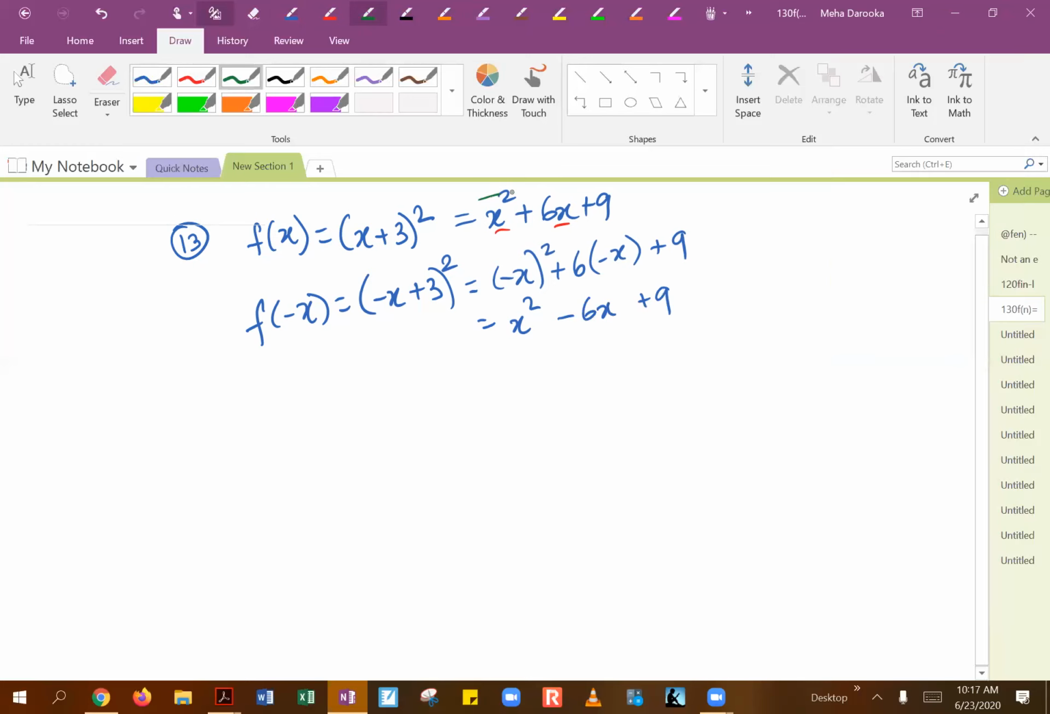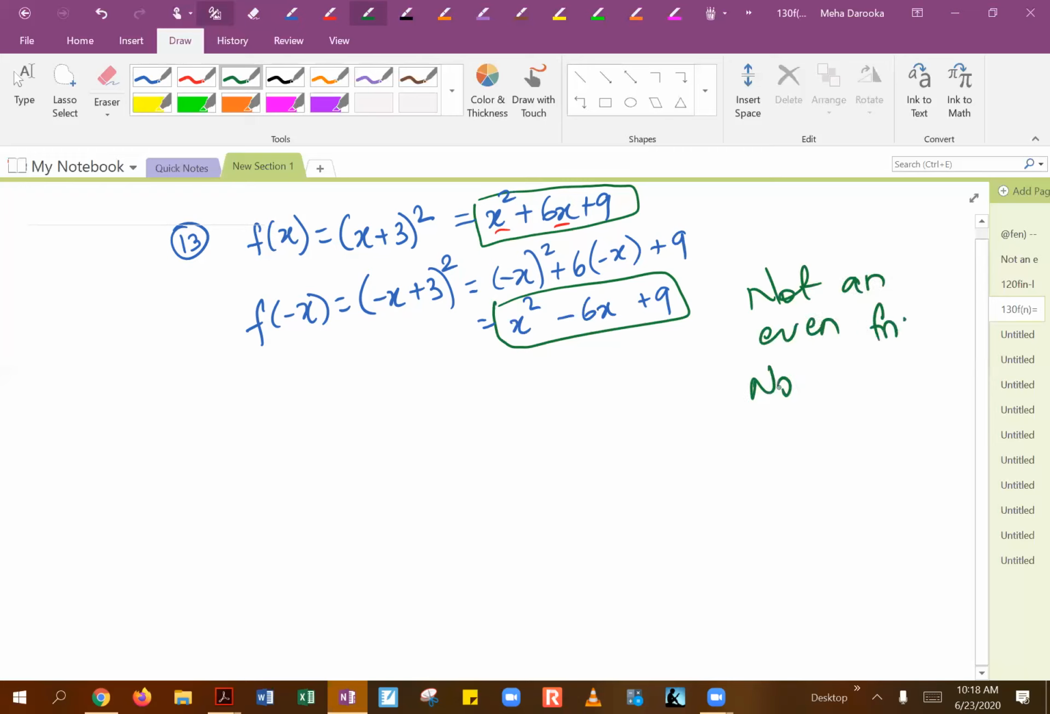So as you can see, we definitely do not come back to the original function because now your middle term will become negative. So it's not an even function. So no symmetry with the y-axis. But then the question is, is this an odd function? Okay, Evelyn, you're saying it's neither even nor odd.